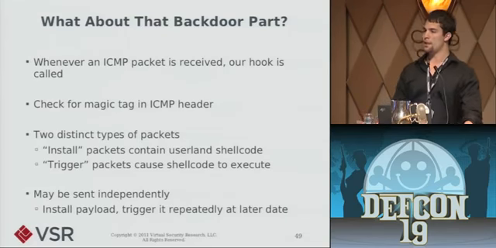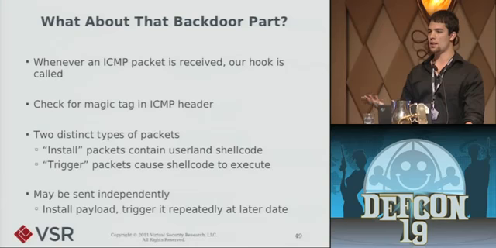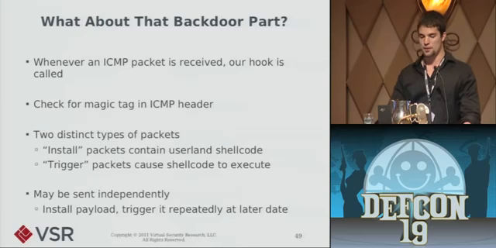So now, at this point, whenever an ICMP packet is received, our hook that we put in kernel memory is going to run. Now we want to talk about what that hook's going to actually do. So the first thing it does is it checks for this sort of arbitrary magic tag that I just made up in the ICMP header.